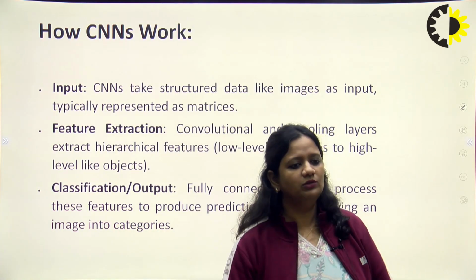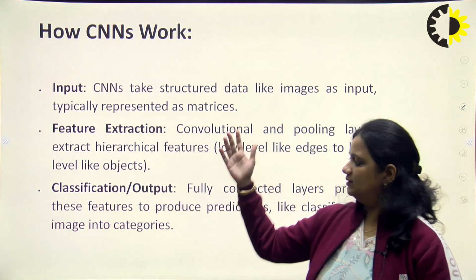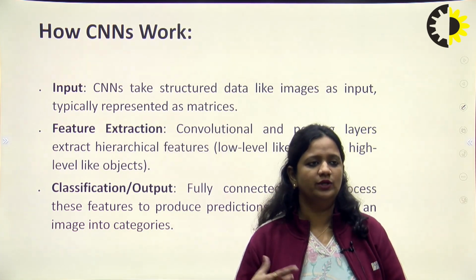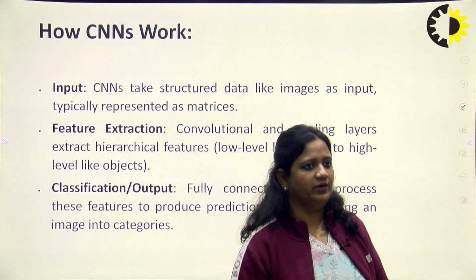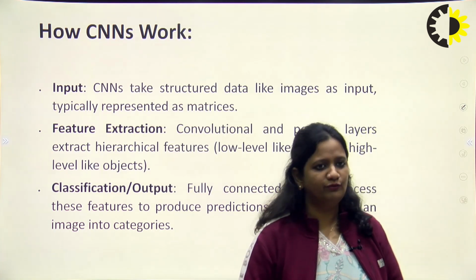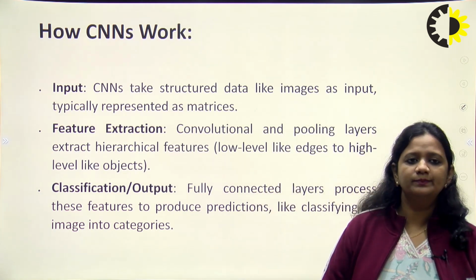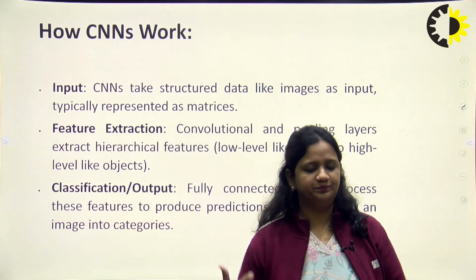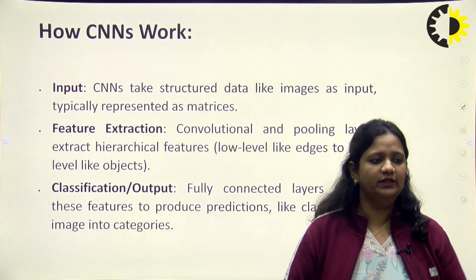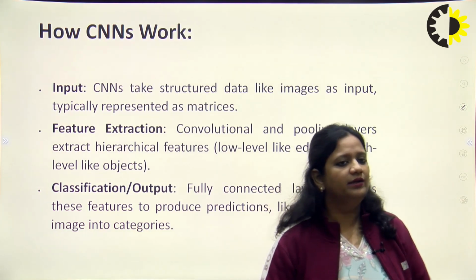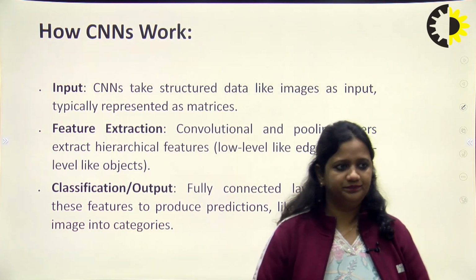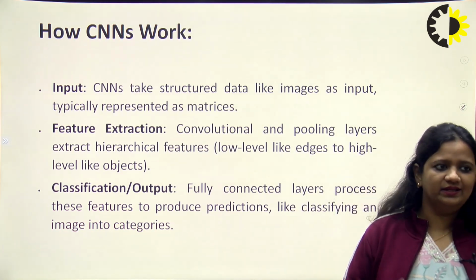Now, how does the CNN work? As we already discussed, first the CNN takes structured data like an image as input, typically represented as a matrix. After that, we apply a feature extraction process, the convolution and pooling layers. With convolution operations like filter, stride and padding, we apply the feature extraction process, and the pooling layer extracts the hierarchical features. Then for classification and output, the fully connected layer produces the prediction, like classifying an image into categories.